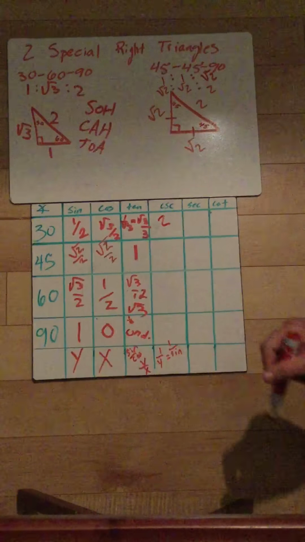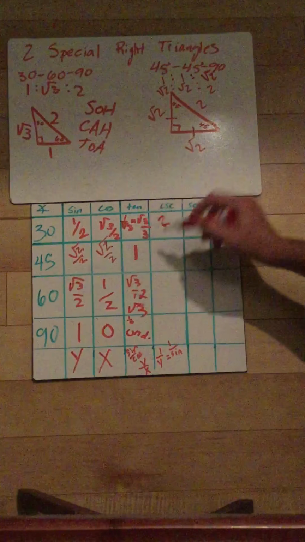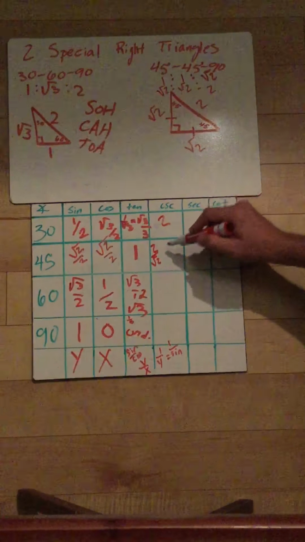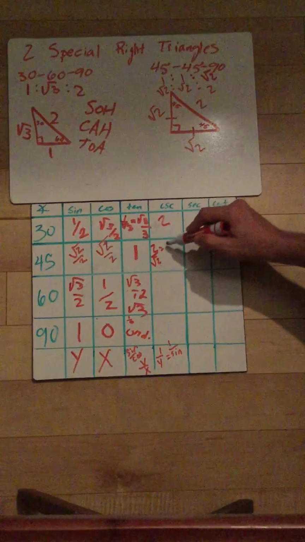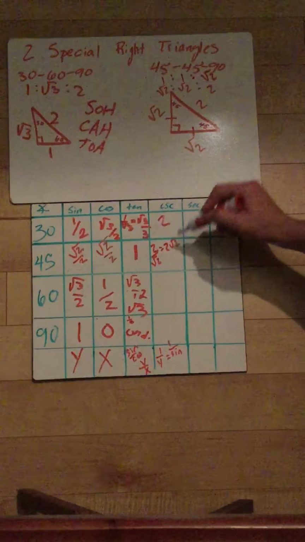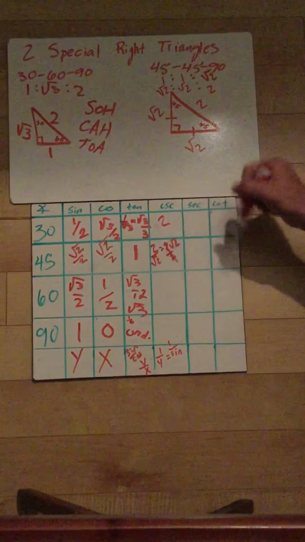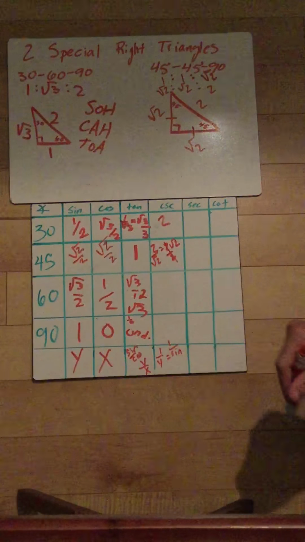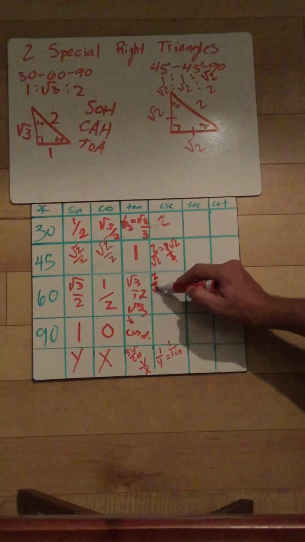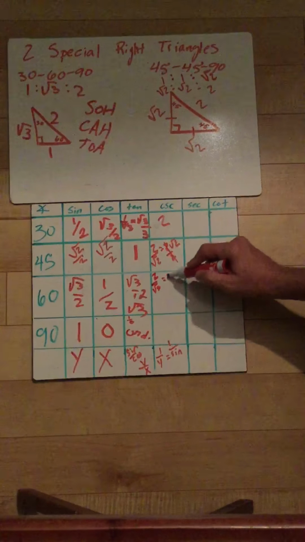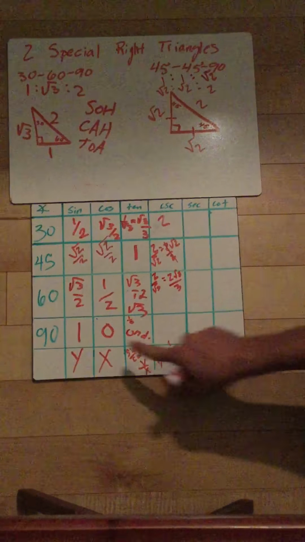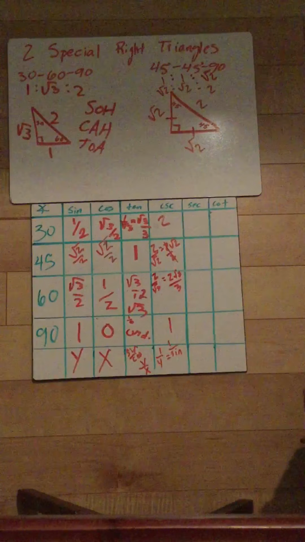The cosecant for 45 would be, flip it over, 2 over radical 2, which I rationalize by multiplying radical 2 times the top, so 2 radical 2. Multiply the bottom by radical 2, so it becomes 2, and that cancels to give me just radical 2. If I flip this over, I would get 2 over radical 3, which rationalizes to 2 times radical 3 all over 3. And flipping over 1 is just 1.